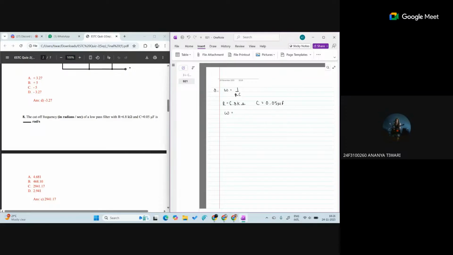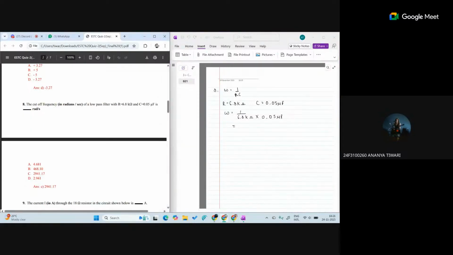So omega is equal to 1 by 6.8 kilo ohm into 0.05 microfarad. Can you do the calculation and tell me?